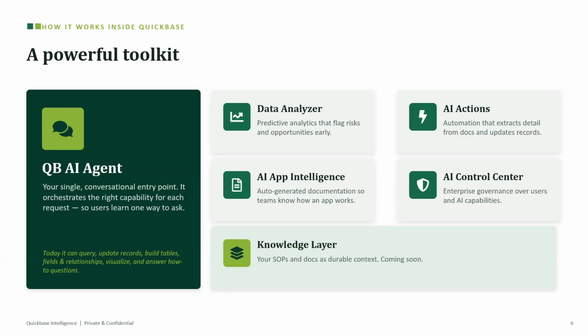And same goes for the data analyzer. You have predictive analytics at the tip of your fingers. AI actions allow you to move from unstructured to structured data. The control center is the agile control piece where you can switch on or off any of those. And the knowledge layer, which is coming soon, will allow you not to waste time wading through SOPs and docs, but to be able to access those via the AI agent. And that's going to be super exciting.